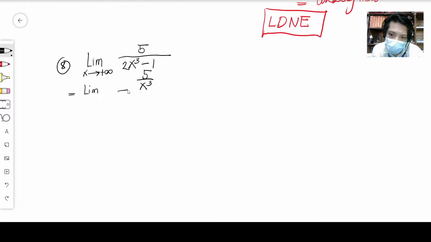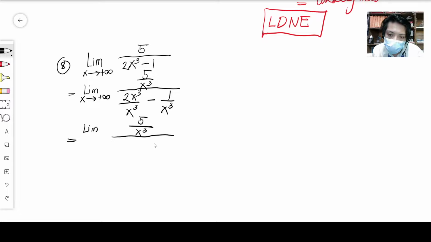Take note, x cubed, I am dividing every term by x cubed because that's the highest degree term. 2x cubed over x cubed minus 1 over x cubed. This is when x approaches positive infinity. Okay, so this is equal to the limit of 5 over x cubed over 2 minus 1 over x cubed as x approaches positive infinity.